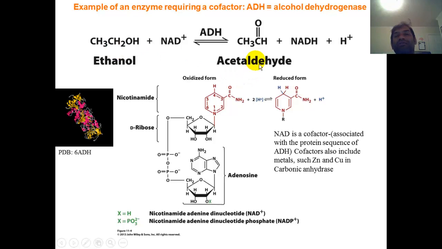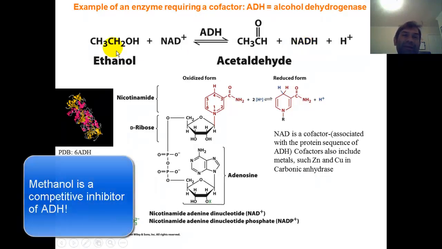Ethanol gets converted to acetaldehyde. In that process, NAD plus gets reduced to NADH. So a very important enzyme. Methanol is a competitive inhibitor of this enzyme, and a very interesting story with regards to methanol blindness.